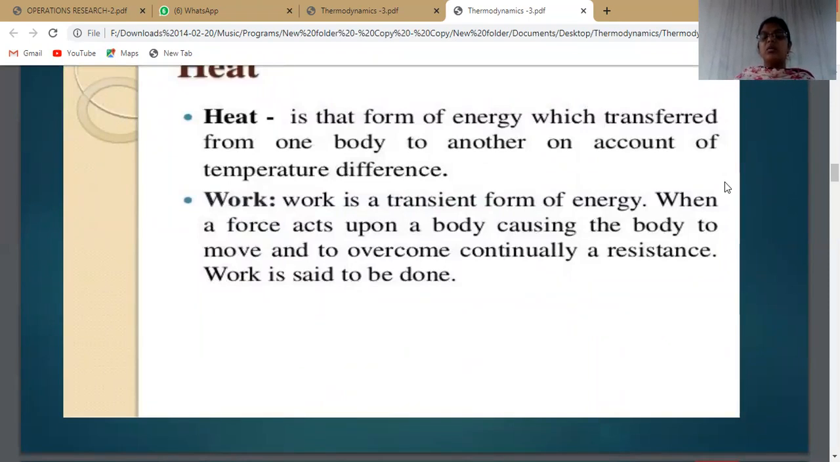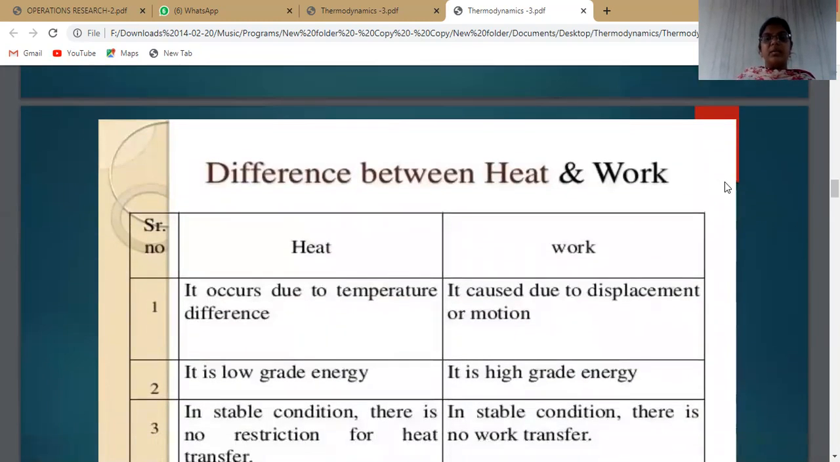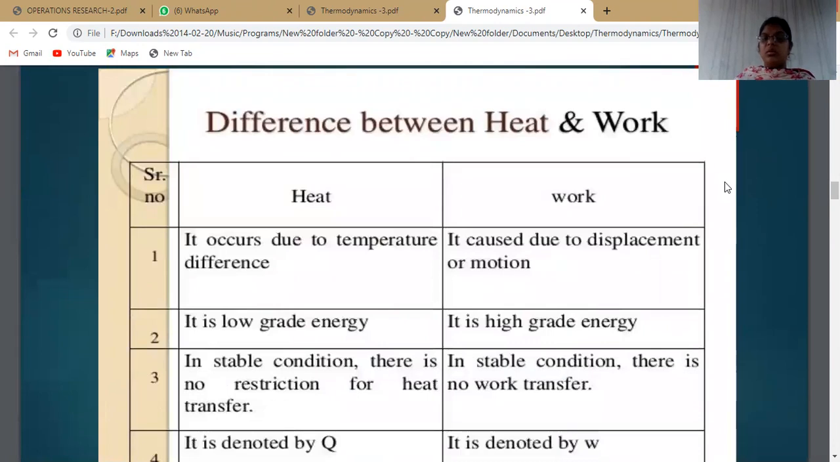Because it crosses the boundary. When a force acts upon your body, causing the body to move and continually overcome resistance, work is said to be done. Difference between heat and work. Heat occurs due to temperature difference. Work is caused due to displacement or motion.